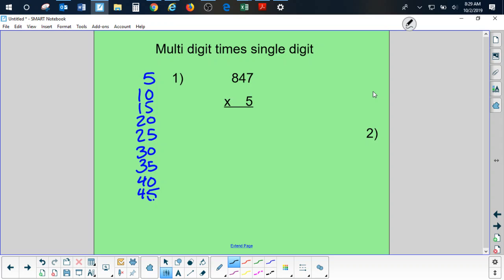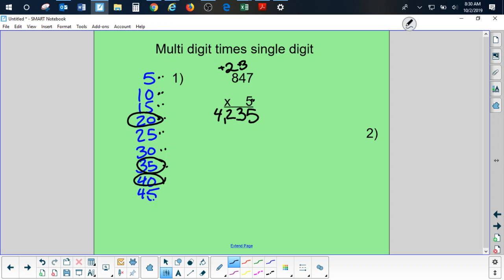In this case, we're doing 5. So 5 times 7 is 35. Put down my 5, and I'm going to regroup my 3 into the next place value, which is my 4. I'm going to do 5 times 4, which is 20. 20 plus the 3 that I carried is 23. So I'm going to put down my 3 and regroup my 2. And my last one is 5 times 8, which is 40, plus the 2 that I carried is 42. So my answer is 4,235.